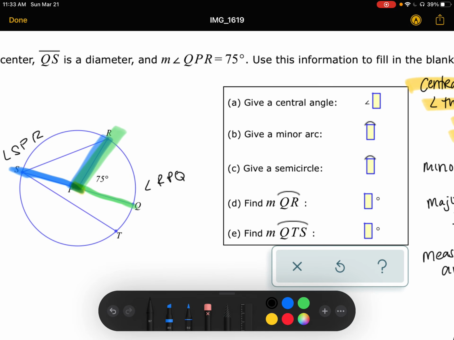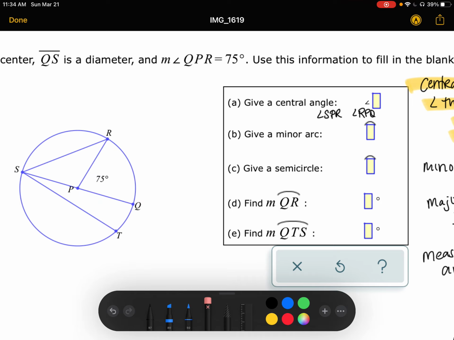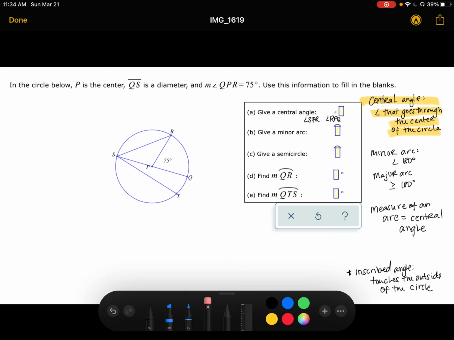So I'm just going to put those over here on the side. So it says angle SPR and angle RPQ. You don't have to put both of them. I think it only gives you the option to put one, but those are your two options. I just don't want you to think, well, which one is it? It's either. It's fine.